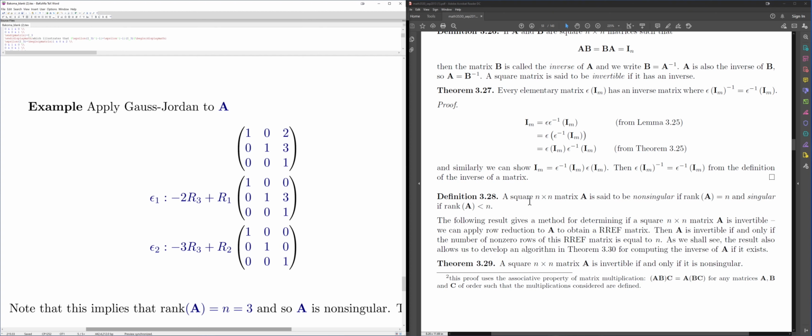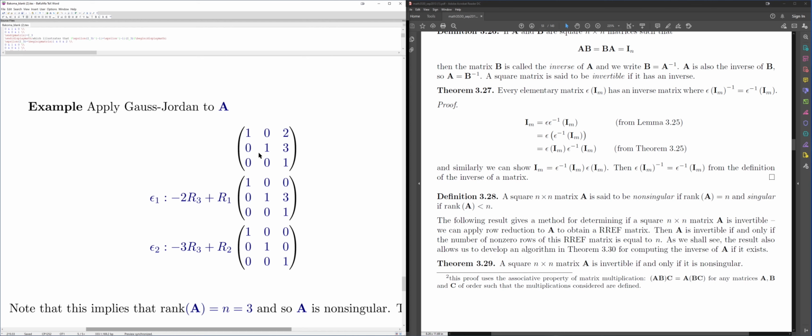Right, okay, and here we have this definition for an n by n matrix to be singular or non-singular. A square matrix is non-singular if the rank of the matrix is equal to the size of the matrix, in other words, the number of columns or the number of rows of the matrix. And it's singular if the rank is less than the size.